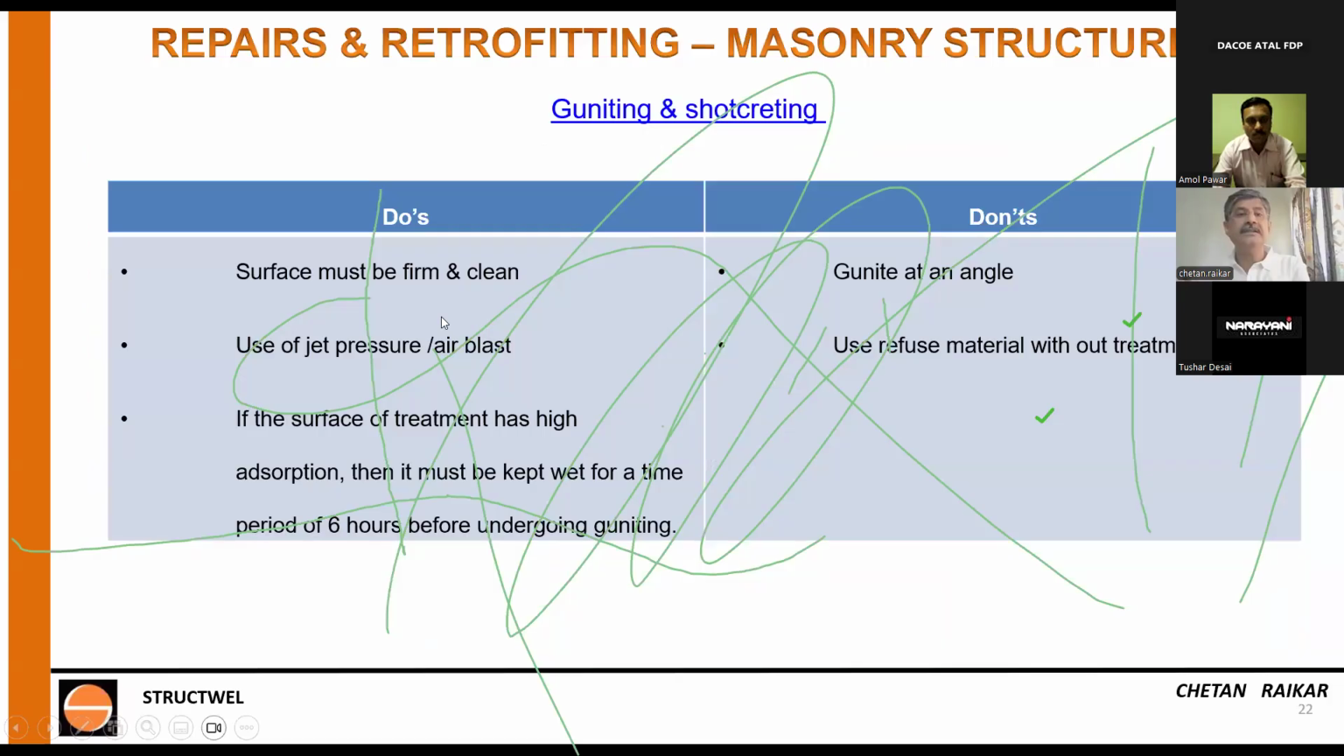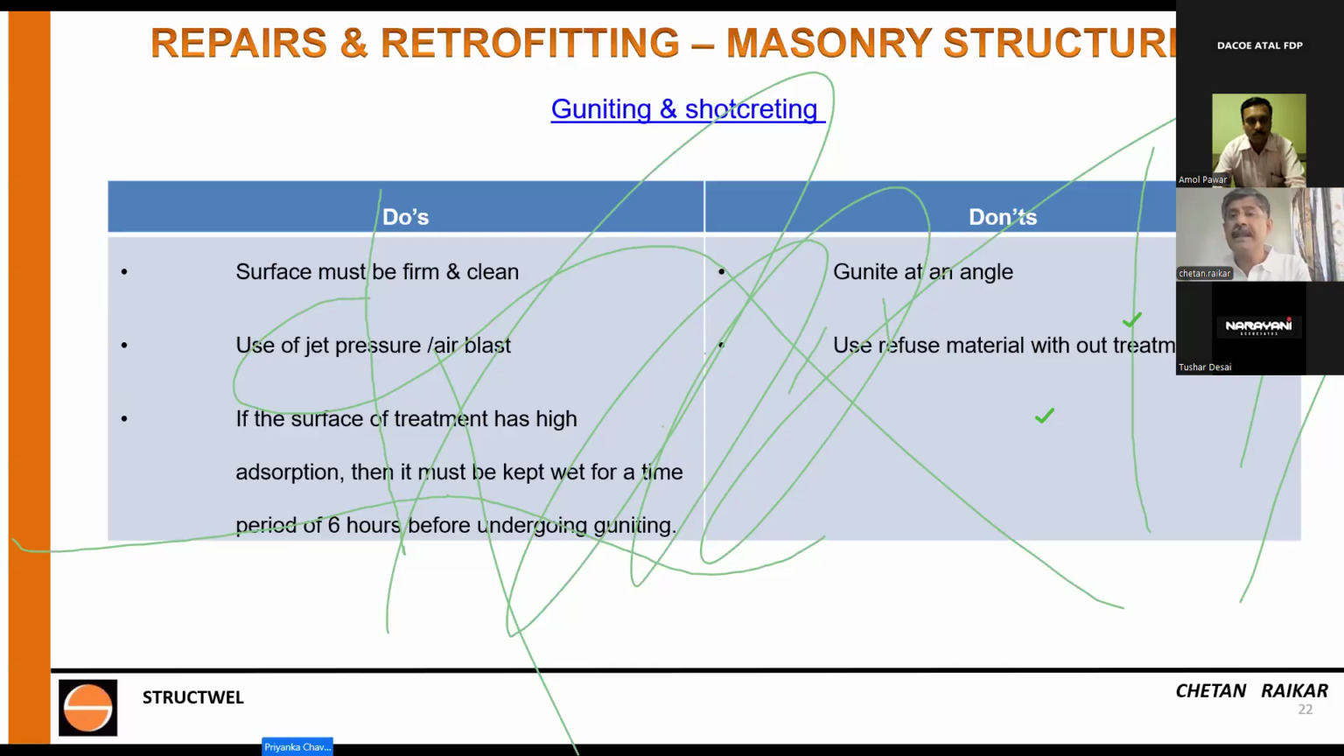Do's and don'ts of gunite. Surface must be firm and clean. Very obvious. Use of pressure jet and air blast is a must. You can't do gunite without a jet. If the surface of treatment has high absorption, then it must be kept wet for a time period of 6 hours before. This is like a plaster, no? It's a structural plastering overlay that you are doing. Gunite is with mortar. It's not with coarse aggregate. It's like a plaster. So the same thing what we do for brickwork, pre-wet it. It's done for this also.